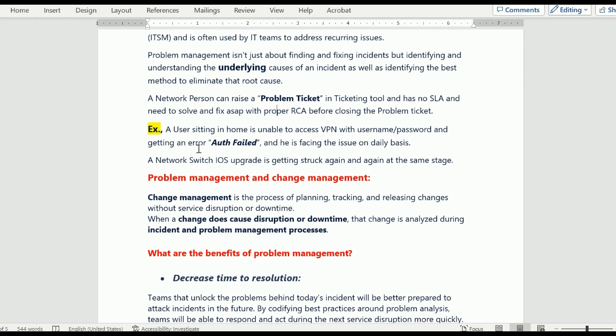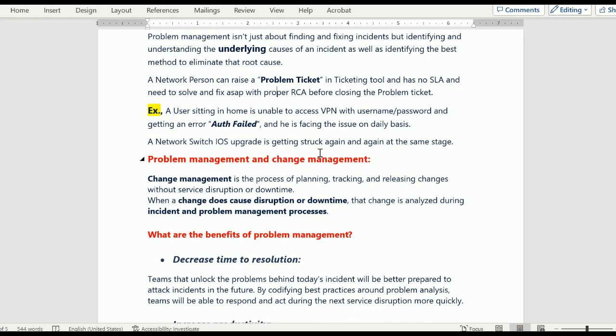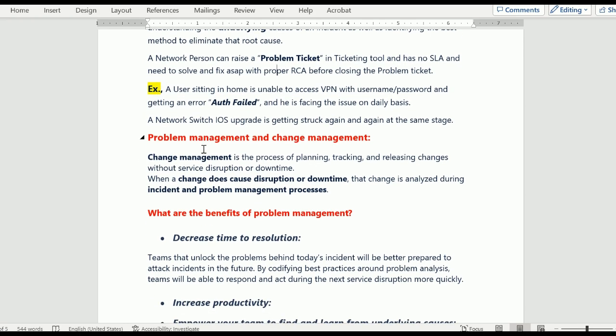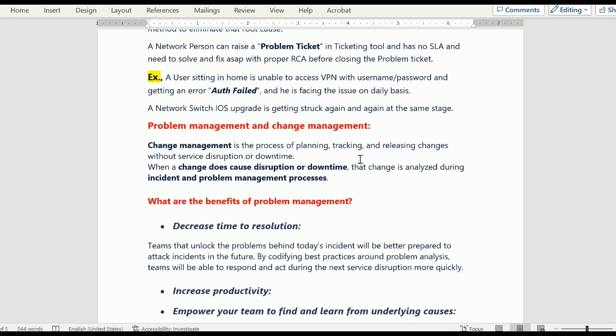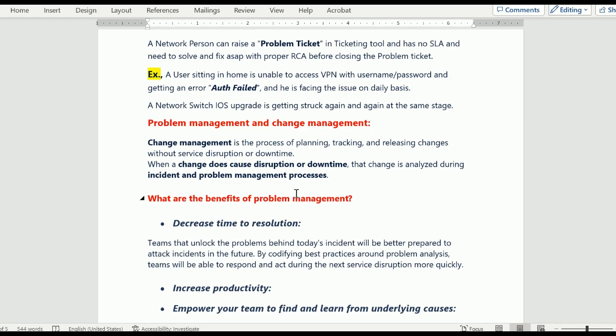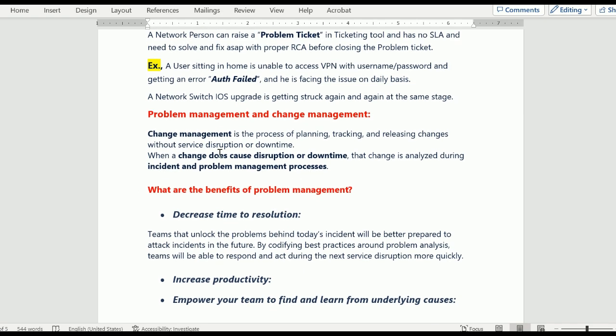As I said, let's take an example: problem management and change management. I already explained change management. Change management is the process of planning, tracking and releasing changes without any service disruption or downtime. That's how we normally plan. But sometimes unknown errors or unknown issues will come. When a change doesn't go properly, it will cause downtime.